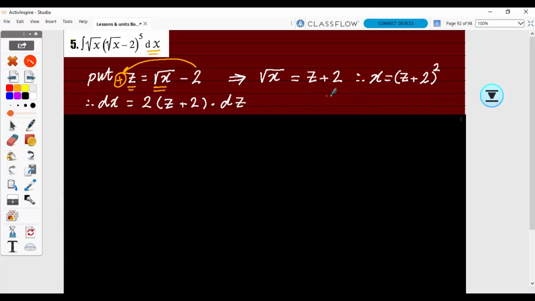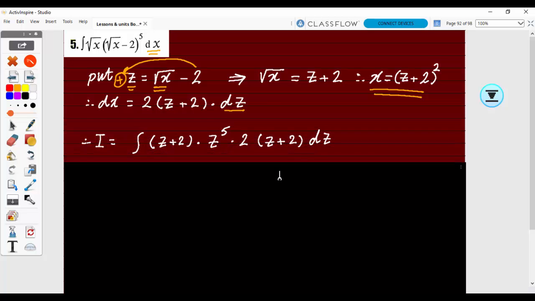And now we make the first derivative to the final form here. The first derivative of x is dx. The first derivative of (z plus 2) all power 2 will be 2 multiplied by (z plus 2) dz. And don't forget dz. Now we can substitute in the first form. I equals the integration of z plus 2. How do we get z plus 2? It is root x. Root x equals z plus 2.